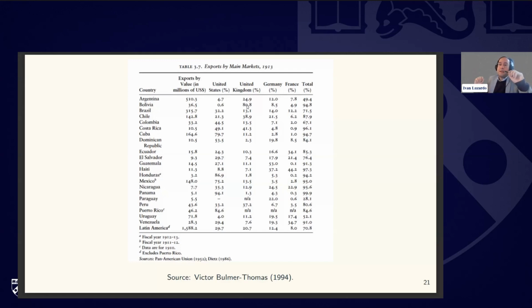Basically, this is a south-north kind of globalization. So it is concentrated not just in terms of the kind of goods, but also in the destination.